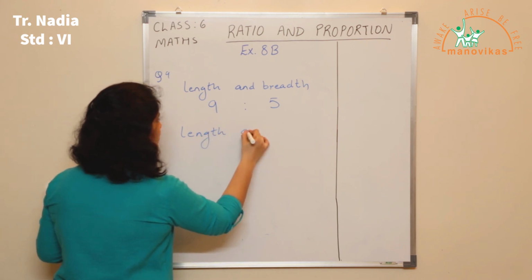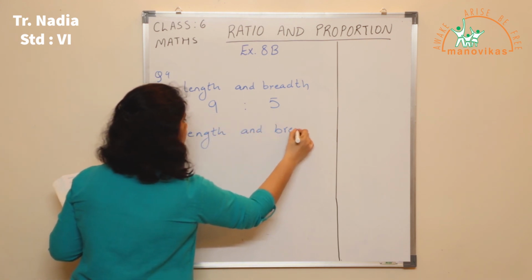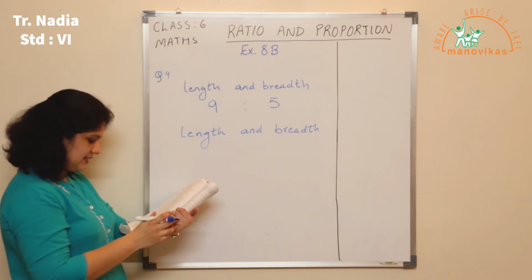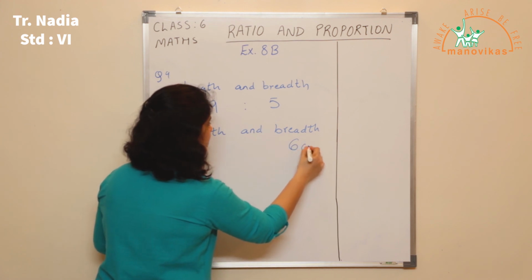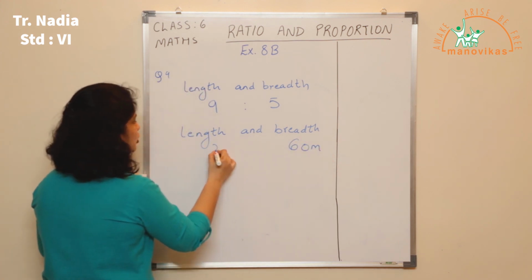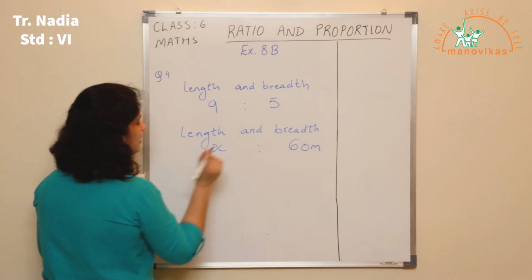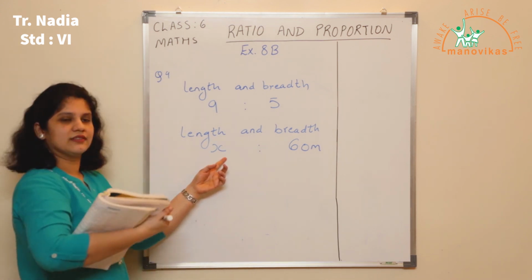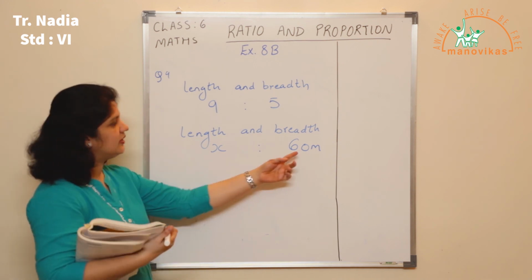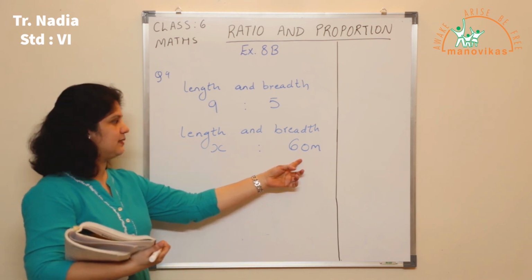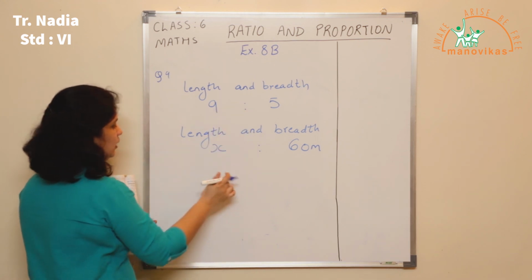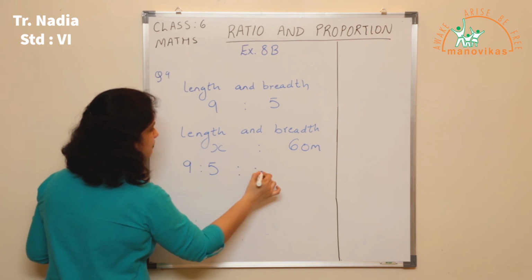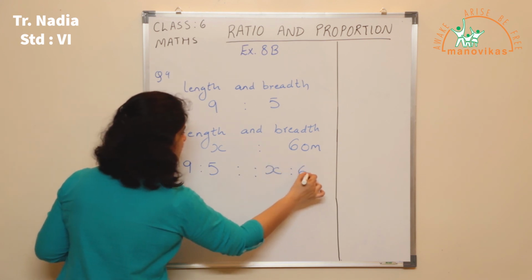Now, in the next ratio, we know that the actual breadth is 60 meters and the actual length is unknown. So this is the ratio of their actual length and breadth. X is the unknown value, the length is unknown, the breadth in reality is 60 meters. So these two ratios are equal and therefore they are in proportion. So 9:5 is in proportion with x is to 60.